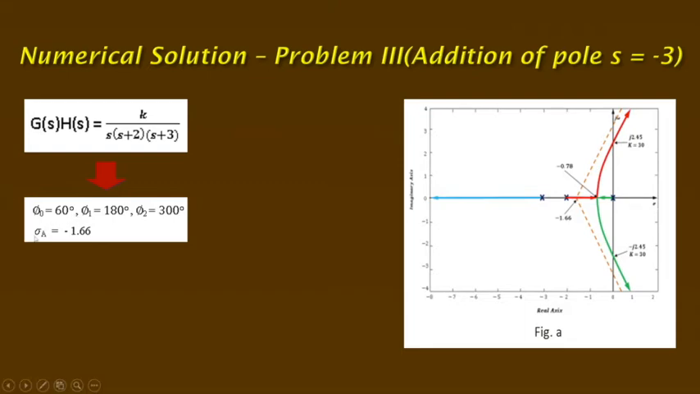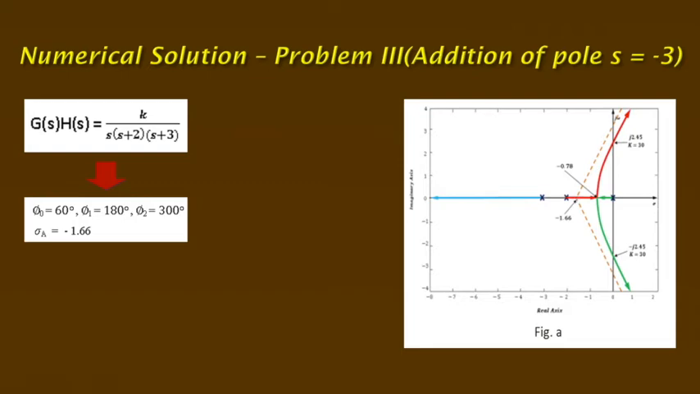from this centroid of asymptote. Then calculate the centroid of asymptote. Sigma A equal to minus 0, minus 2, minus 3, minus 0 divided by 3 minus 0. So this is equal to minus 1.66. So this point is minus 1.66.